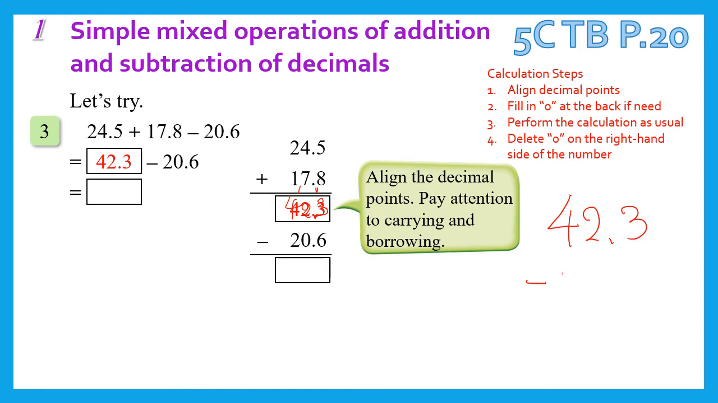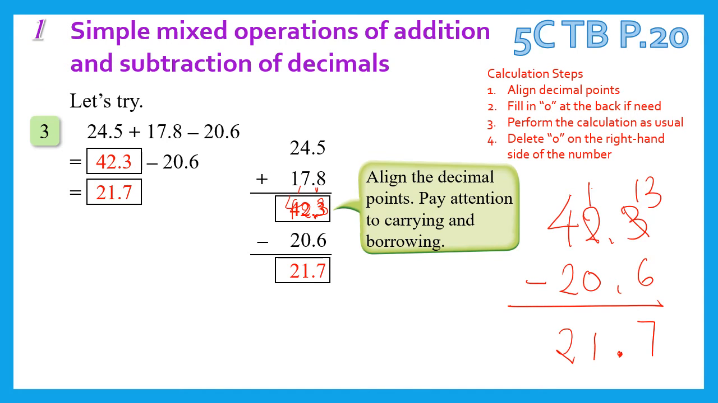42.3 minus 20.6. Okay, you can do the calculation one by one. If this is not enough, borrow from the other place, and then you can find out the answer. There's a 7, decimal point, keep here. 1 minus 0 is 1, 4 minus 2 is 2, so you can find out the answer 21.7.